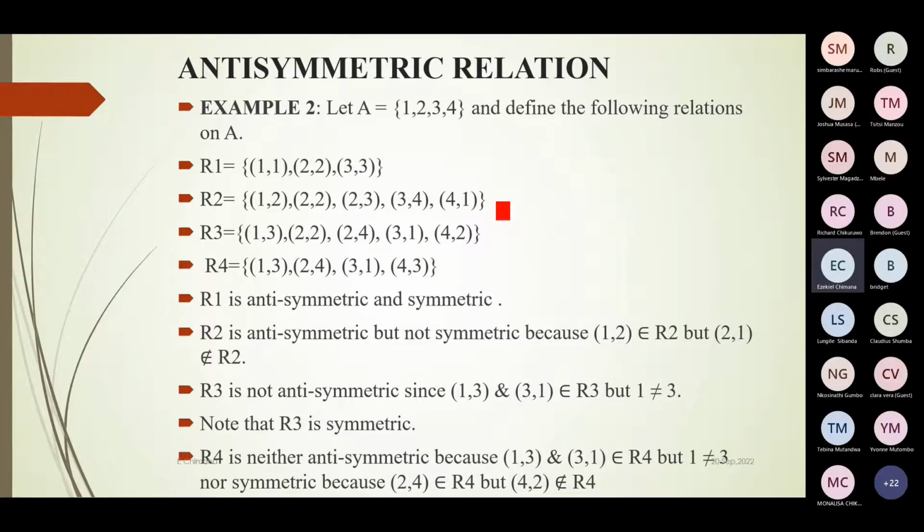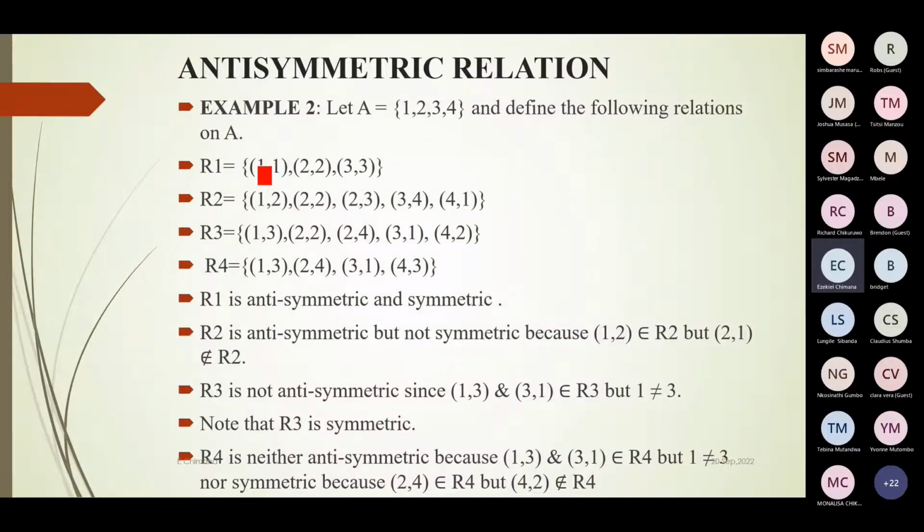Let's do an example on an antisymmetric relation. I'm sure I'm sharing the slide with you now. Yeah. So here we've got a set A, which is equal to {1, 2, 3, 4}, which has the following relations defined, R1 to R4. Then we need to assert whether a given relation is antisymmetric.